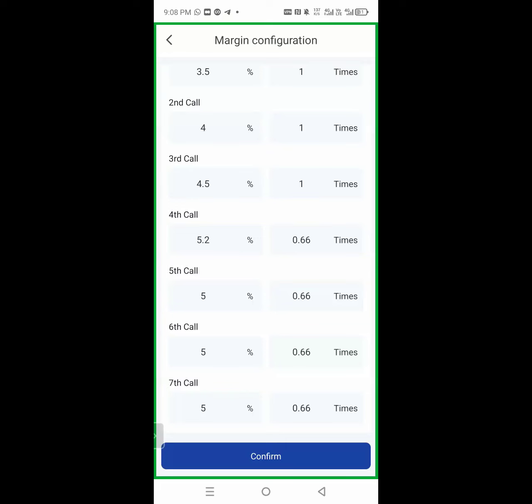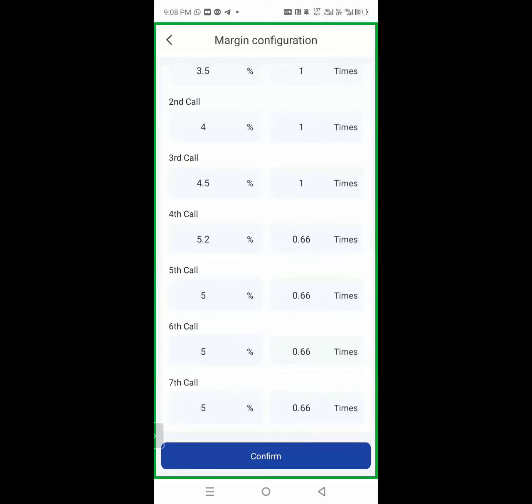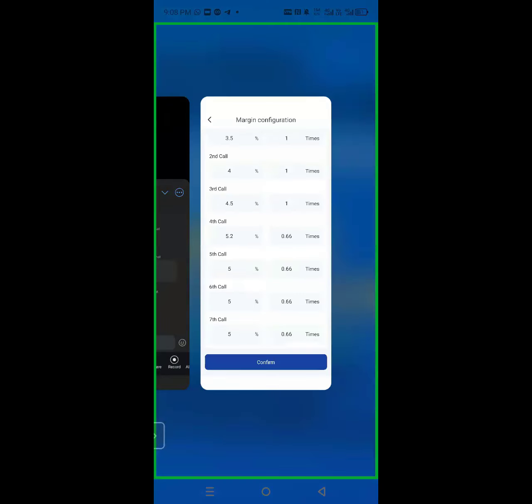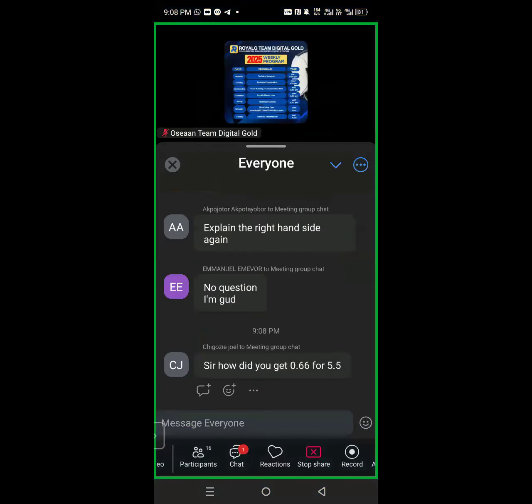So please, if this thing is not clear, ask. Okay, sir, how did you get 0.66 for 5.5? And which one is 5.5? So how did you get 0.66 for 5.5?